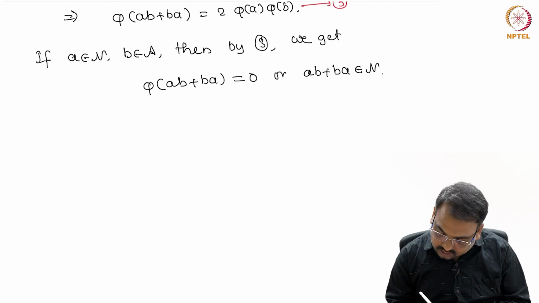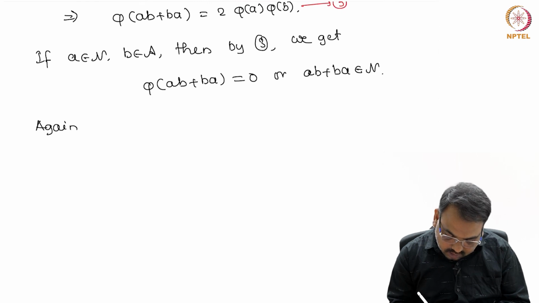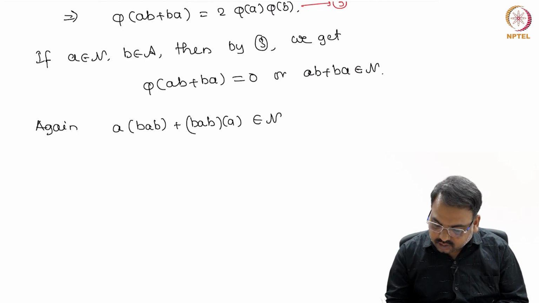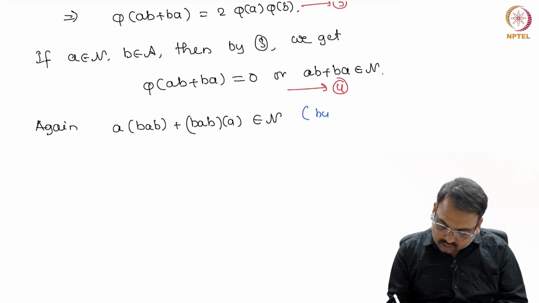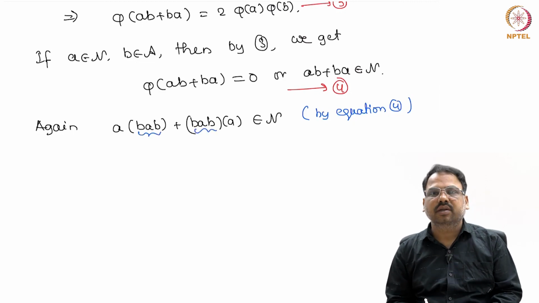Now from this we can say that, again, look at this element: a times bab plus bab times a, this is in N. Let me call this equation 4. Now I am applying equation 4 to the elements a and bab. I am taking this as one element.